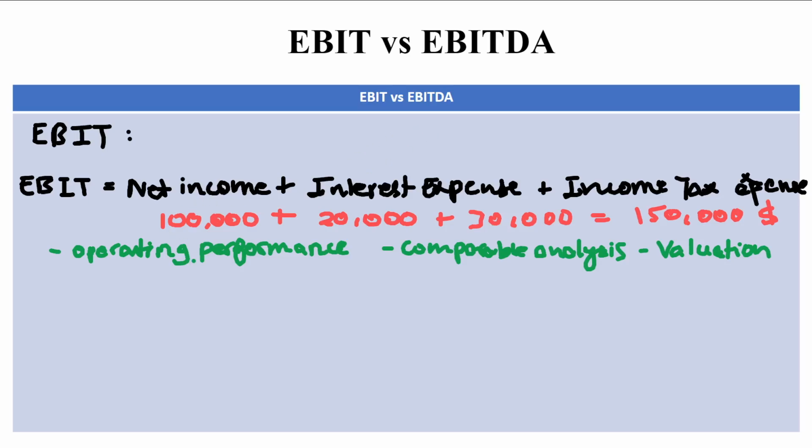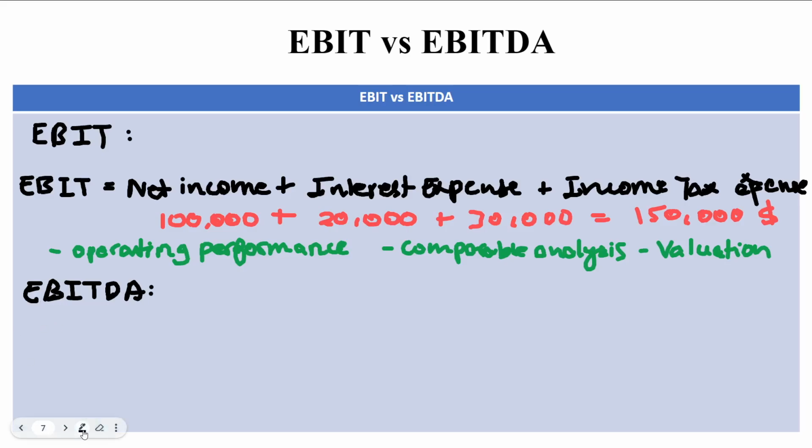Now we're going to go ahead and look at EBITDA. All right. EBITDA stands for earnings before interest, taxes, depreciation, and amortization. It provides a broader measure of a company's overall profitability by excluding not only interest and taxes, but also depreciation and amortization expense. Now, let's look at the formula.